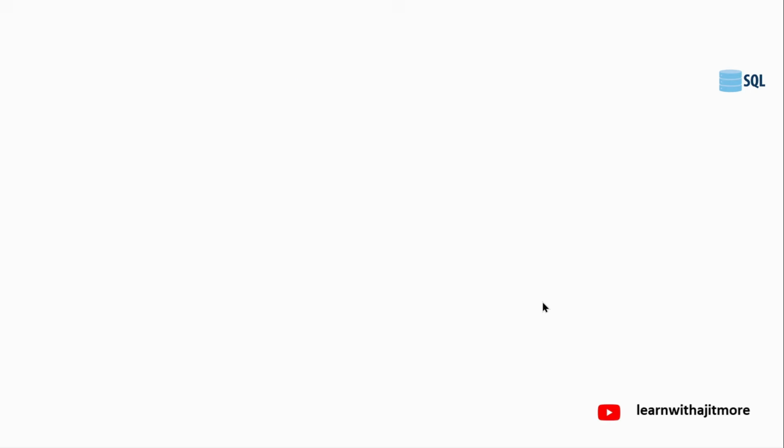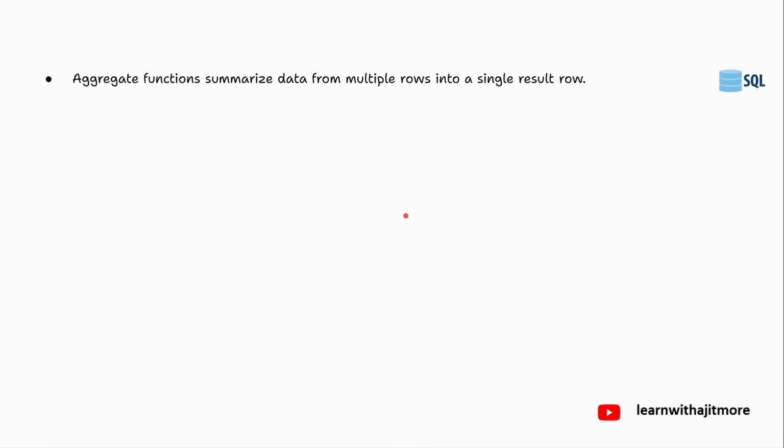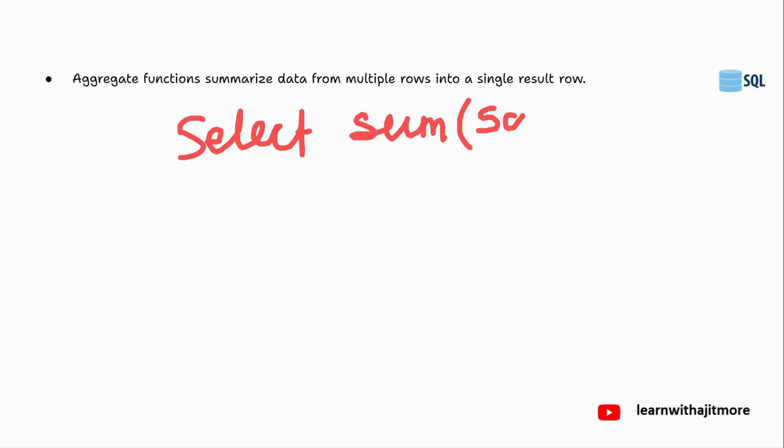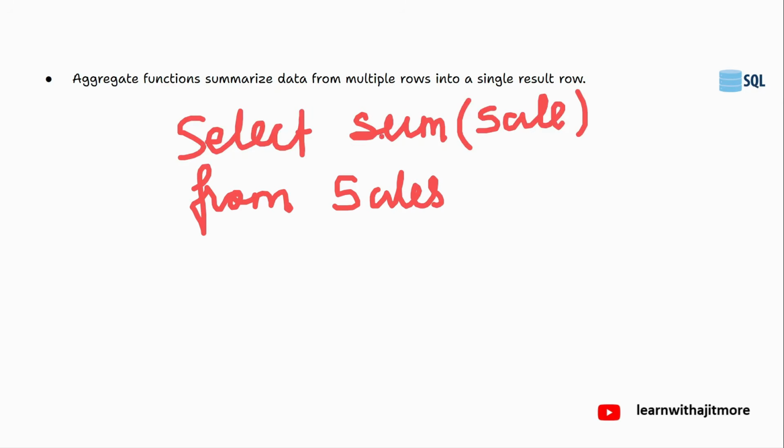So what will you apply? Obviously, you will apply select sum of sale from sales table. But when you run this query, you will observe that all the 9 values are summarized and you're getting a single value as output. And that is the peculiarity of aggregate functions.